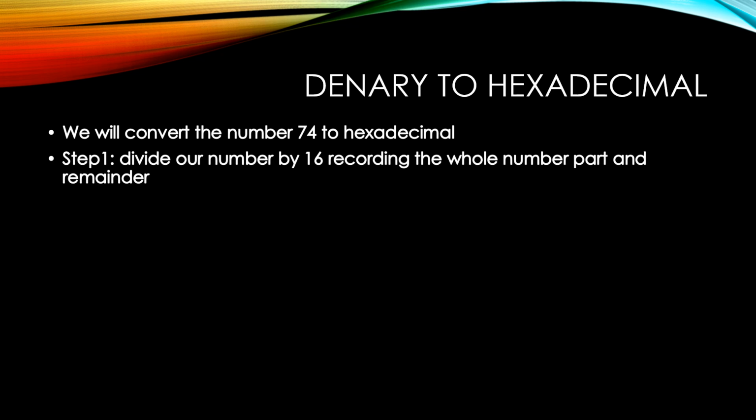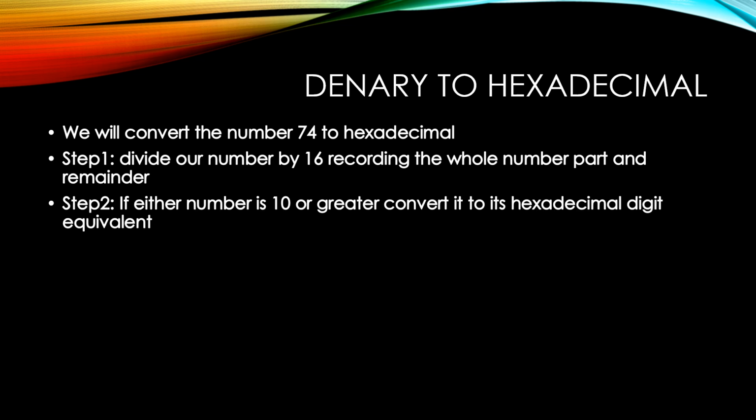There is a simple algorithm to convert from denary or decimal to hexadecimal. To see this, we'll look at the number 74 again and convert it to hexadecimal. Step 1 is to divide our number by 16, recording the whole number part and the remainder that we would get if we divided by 16. Step 2, if either number is 10 or greater, convert it to its hexadecimal digit equivalent. So if it's 10, that's A, if it's 11, that's B, and so forth.